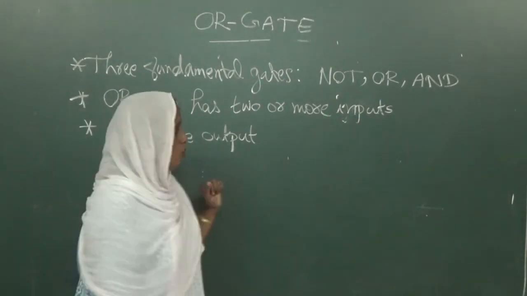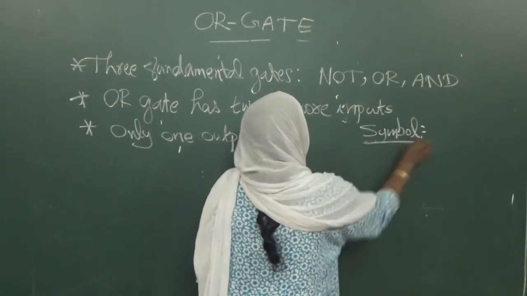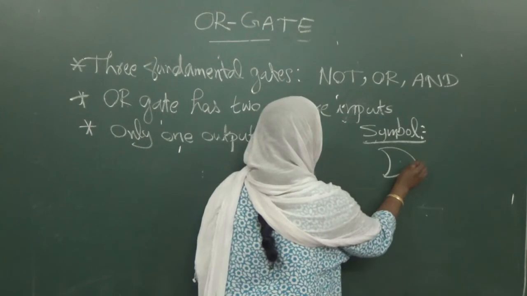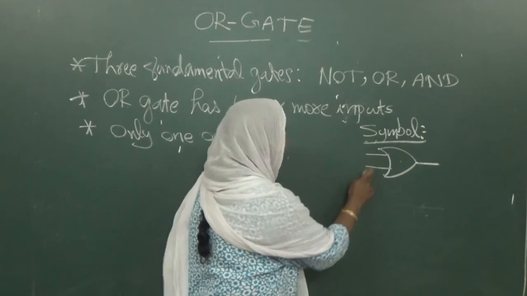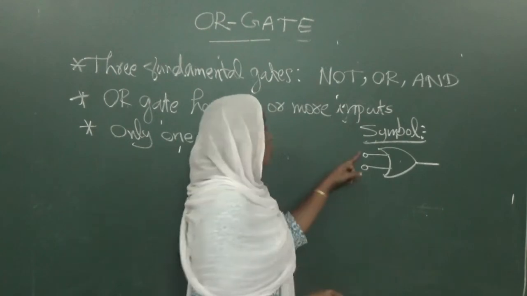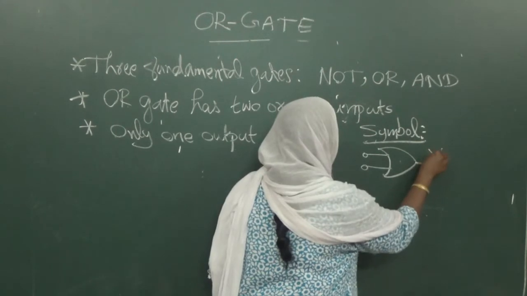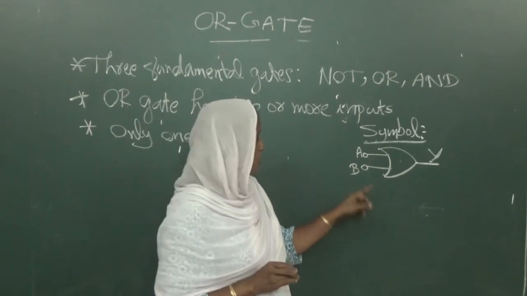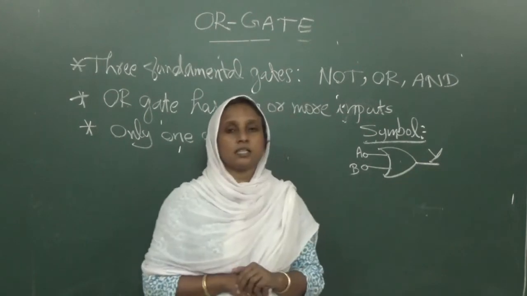The symbol of the OR gate. Symbolically, OR gate is represented like this. Okay, this is the symbol of OR gate. These lines represent the number of inputs. Since this OR gate represents a two input and one output gate. Here symbolically A and B are used to represent the two inputs of the gate and Y is used to represent the output of the gate.